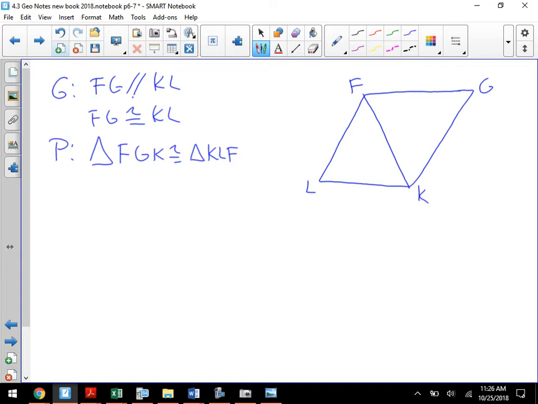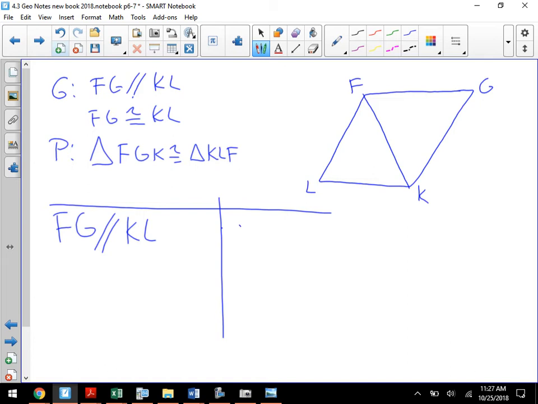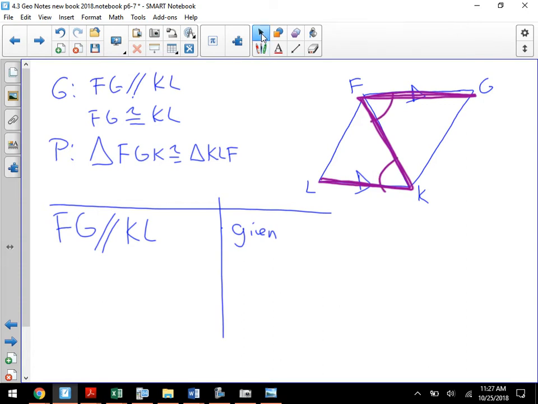What do you do to start? I have forgotten. FG is parallel to KL. This time I'm going to write down the word given, draw my arrows, and then I'm going to trace my Z. I have now traced my Z, which means where it changes direction are the alternate interior angles. So just mark them and write them down. As you trace it, you then know what they have to be.